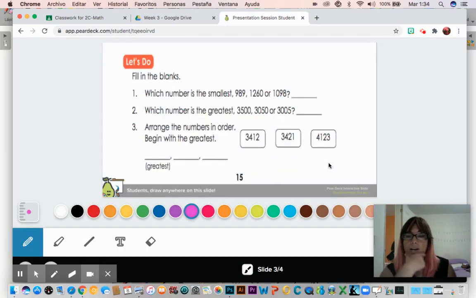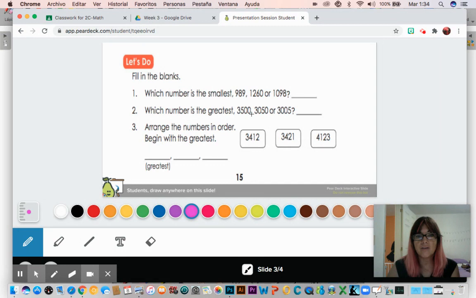Now here we are comparing three numbers. On the first page, we compared two numbers. Now here three, but it's super easy. Look, which number is the smallest of these three? Like I told you, I recommend you to write the three numbers on your whiteboard. First put the ones, tens, hundreds, thousands, and then place each digit in the correct place. Then you can compare thousands, hundreds, tens, and ones, okay?